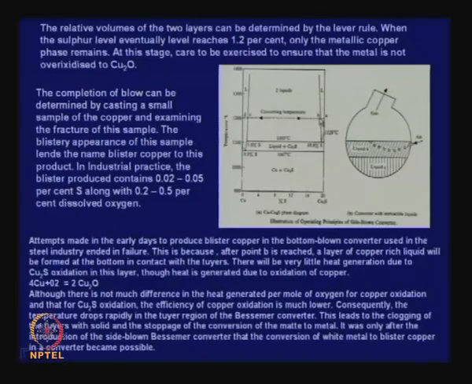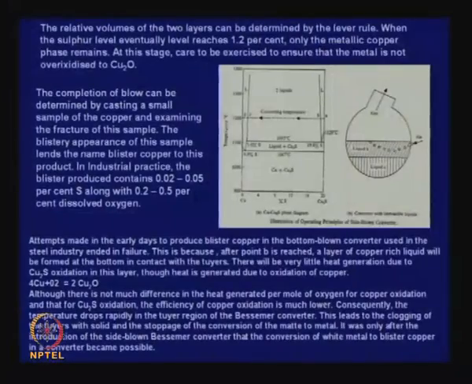Once you reach this point, after you have removed a certain amount of copper sulphide and produced a certain amount of copper, the relative amounts you will know from the lever rule. A layer of copper rich liquid will be formed at the bottom. So, once you start producing copper, a copper rich liquid will be formed at the bottom in contact with the tuyeres, and there will be very little heat generation due to Cu2S oxidation in this layer. There is no more Cu2S left. Cu2S oxidation is generating heat.